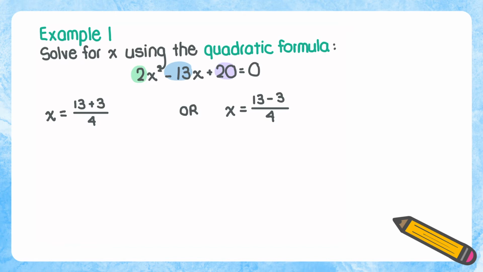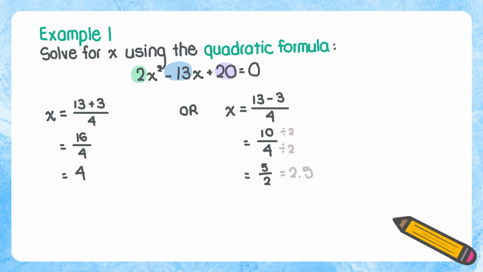So let's simplify each one. I'm going to start off with this first one. 13 plus 3 equals 16. So I have 16 over 4, which then simplifies to 4. And on the right side, 13 minus 3 equals 10. So I'll have 10 over 4. And I'm going to simplify this by dividing the numerator and denominator by 2. And I get 5 over 2. And here I'll leave it as a fraction, but you can also write it as a decimal, 2.5.